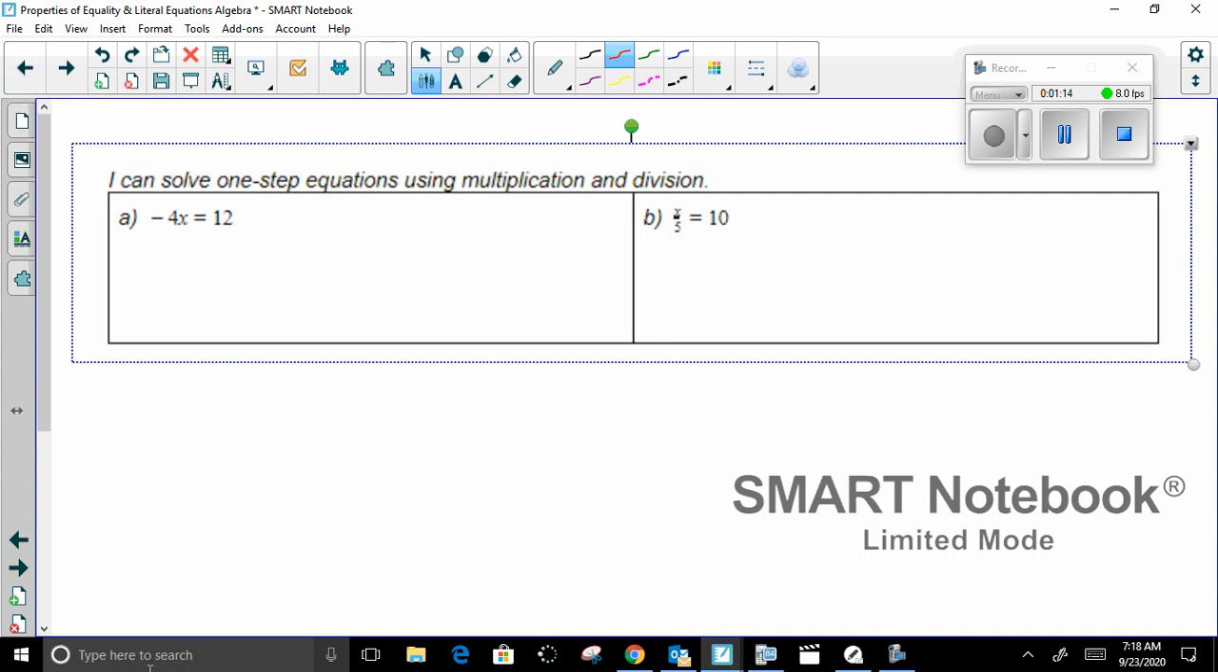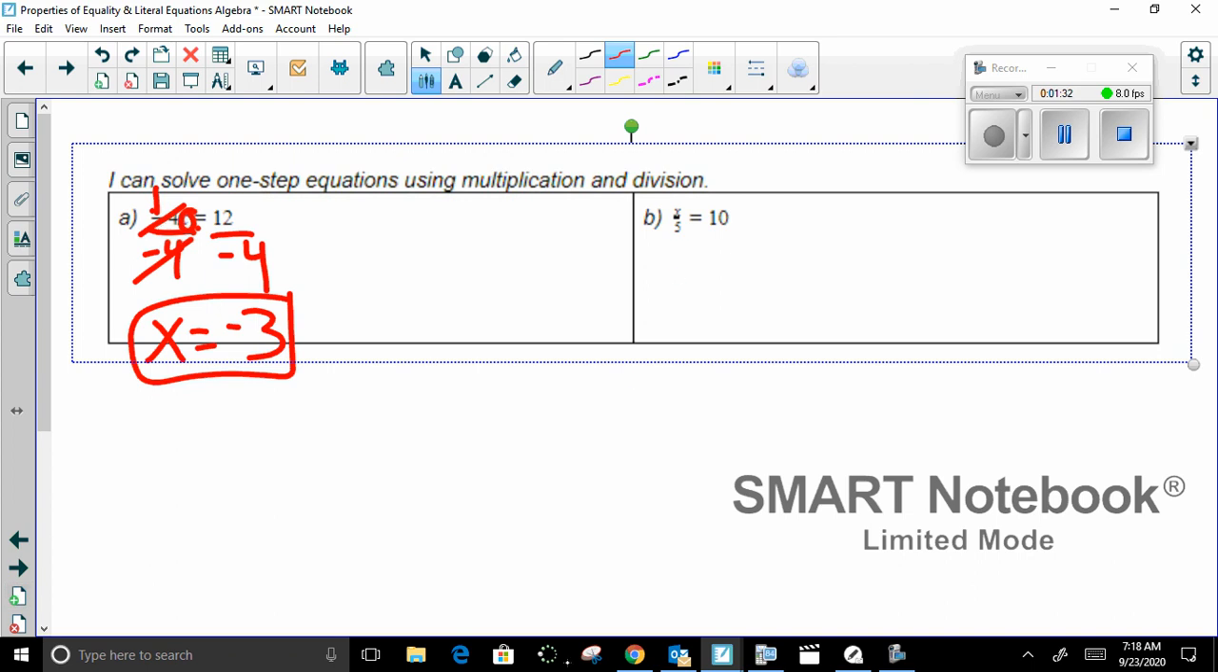Multiplication and division, this should be pretty easy also. If I want to get x by itself, when they're next to each other, that's multiplication. The opposite is division. Anything divided by itself is 1. 1 times x is x. And 12 divided by negative 4 is negative 3.